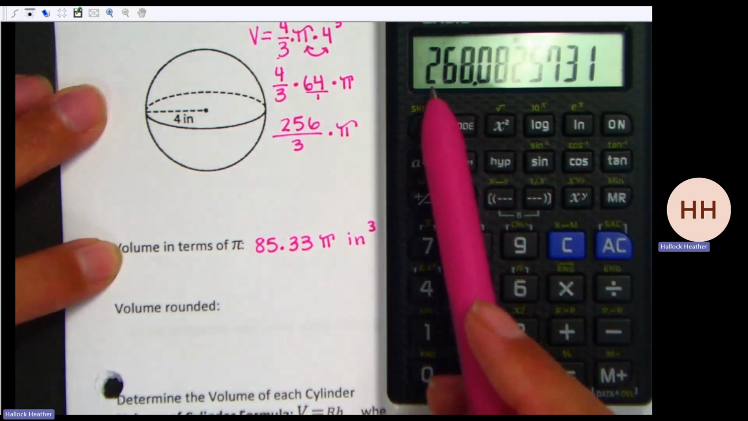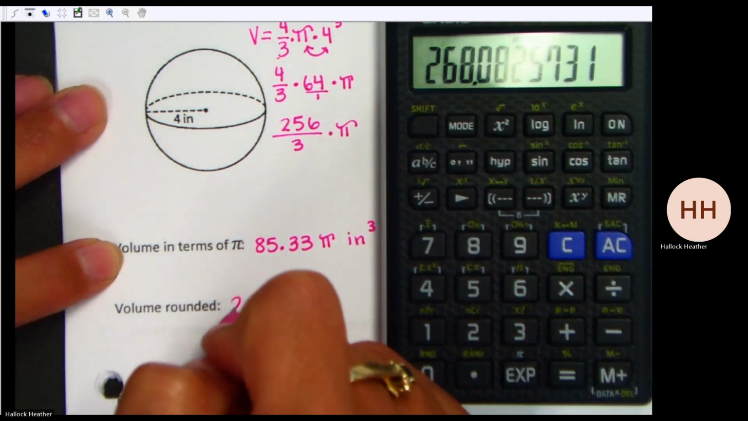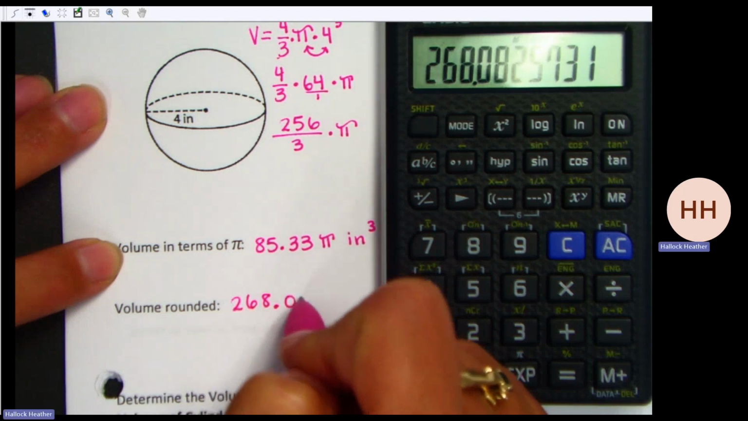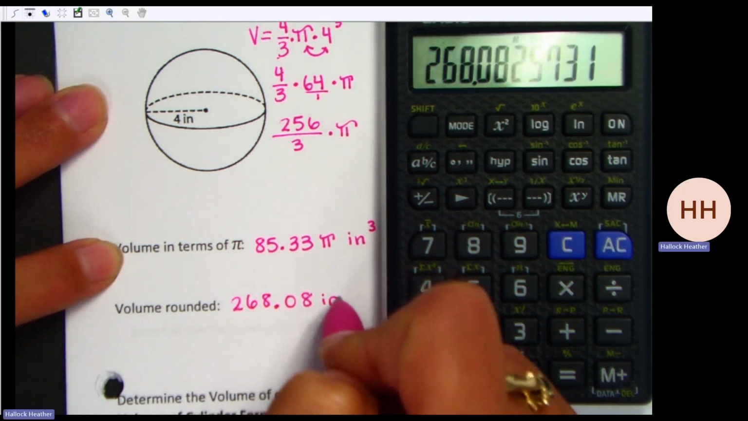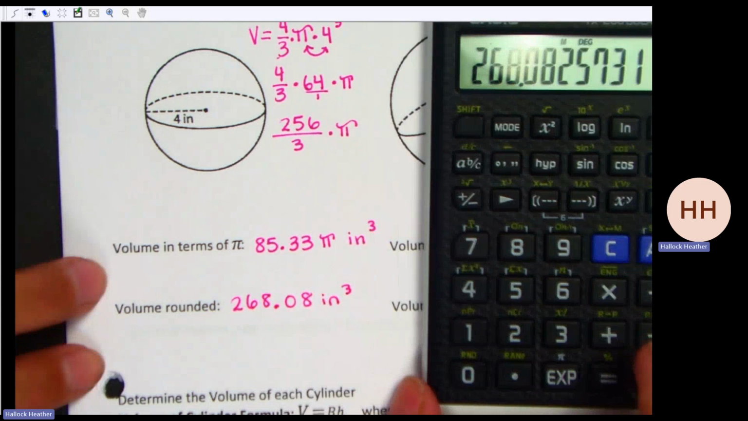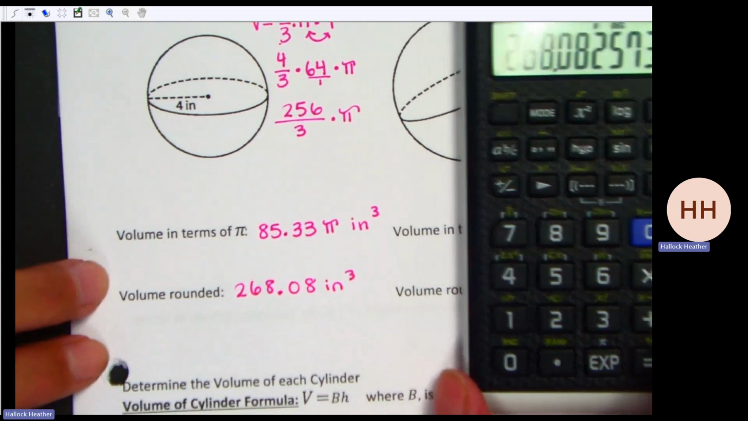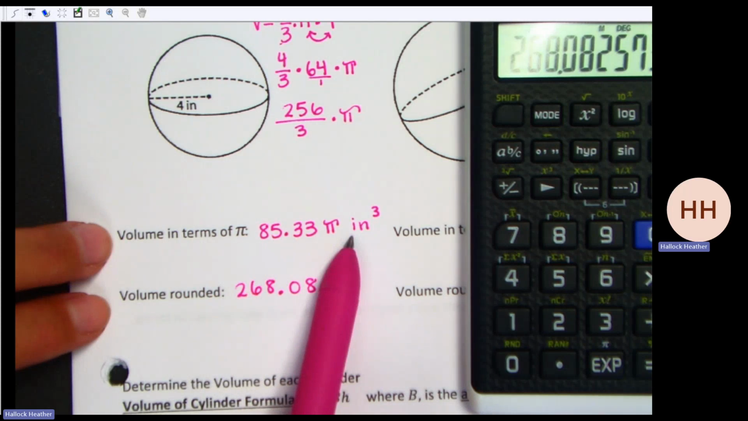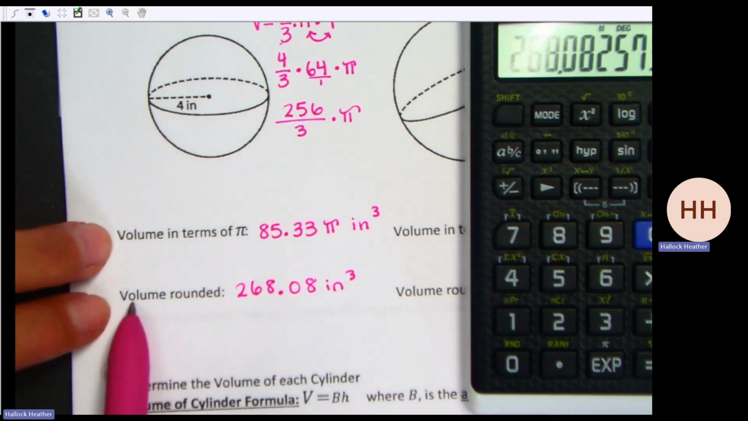So this is 268.08 inches cubed. So there's two different forms of answers they could ask for. They could say in terms of pi, this would be the answer. If they want it rounded to whatever, this would be the answer.